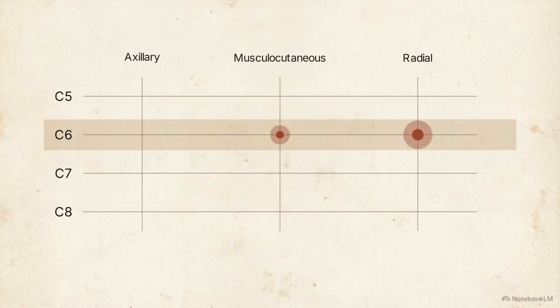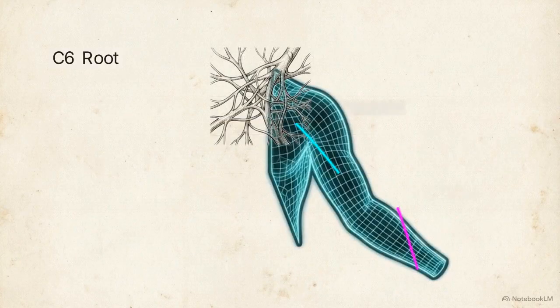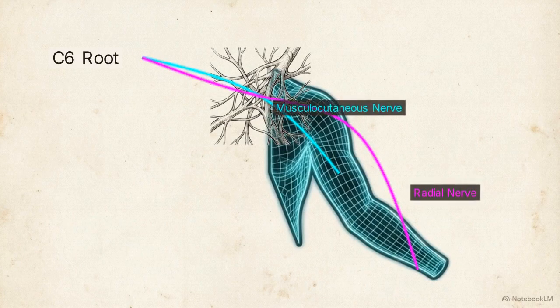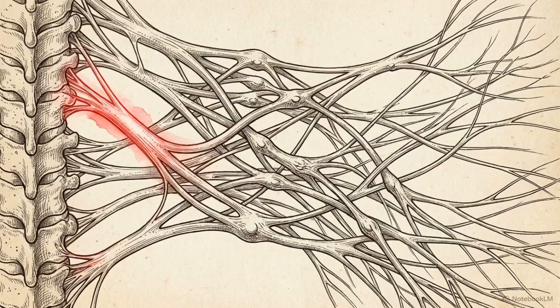These two muscles must be innervated by different peripheral nerves, like the musculocutaneous and radial nerves. By isolating abnormalities to multiple, distinct peripheral nerves that intersect at a single spinal root, in this case C6, the examiner mathematically proves the lesion must be located proximal to the brachial plexus.